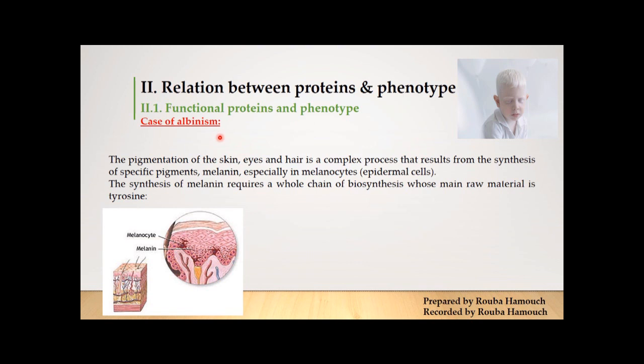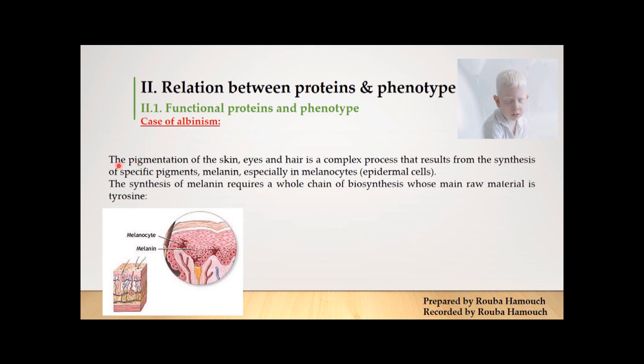In this part, we will talk about the relation between functional proteins and phenotype. Then in the next part, we will talk about the relation between the structural proteins and the phenotype. For the relation between phenotype and functional proteins, we have the case of albinism.